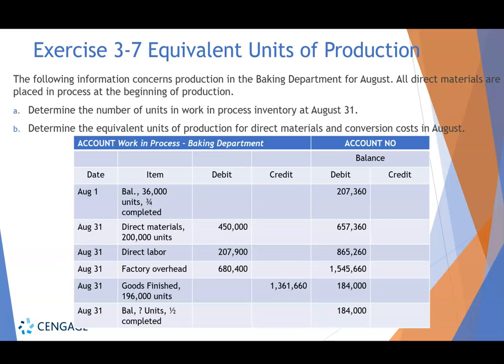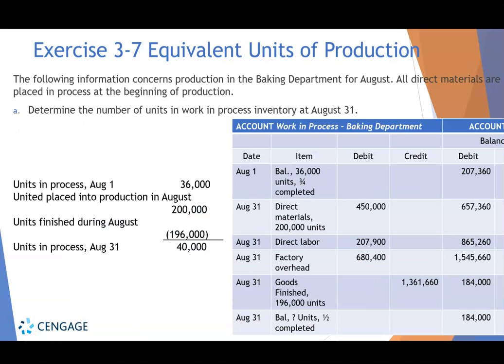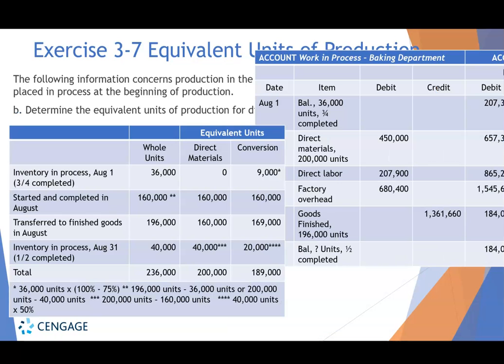We've got this information. How many units in work in process as of August 31st? We see here we began with 36,000 units. We added 200,000 units during the period. We know we transferred out 196,000 units. So we have to have 40,000 units of work in process at the end of the month.